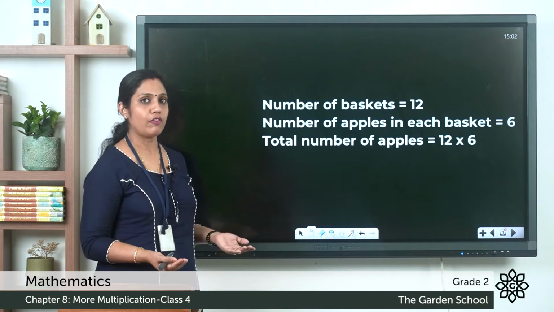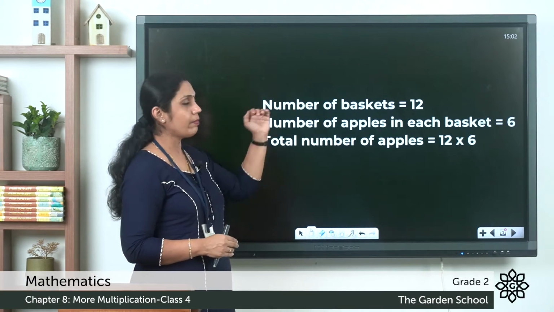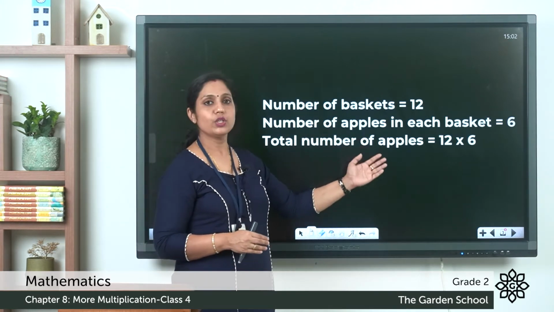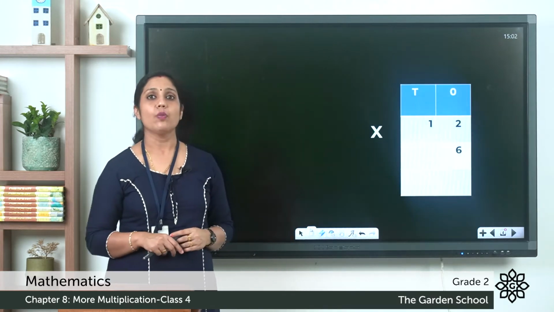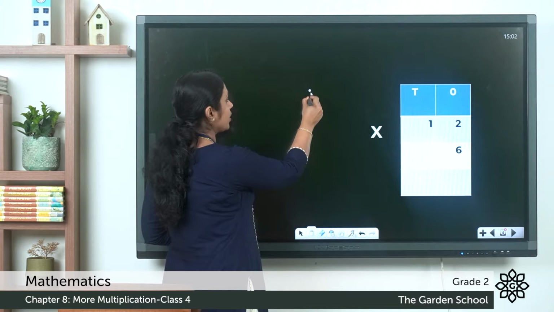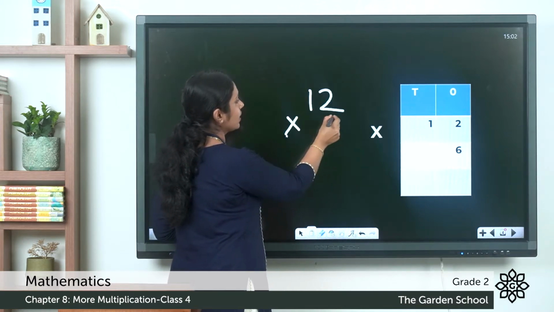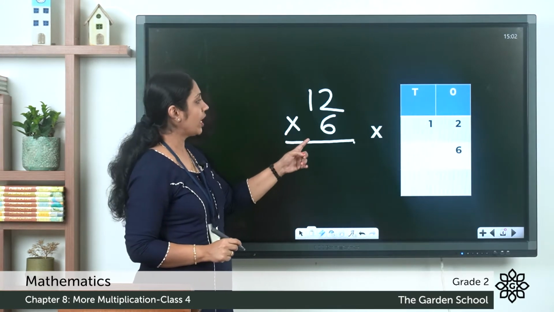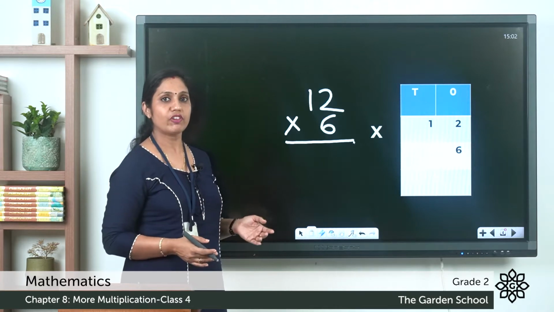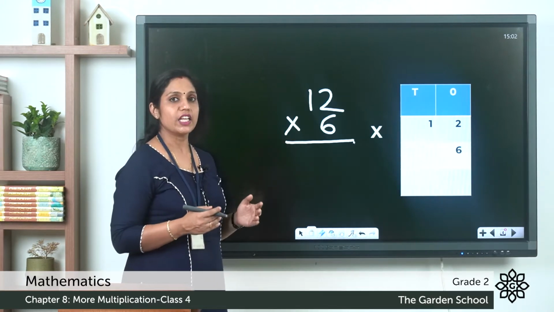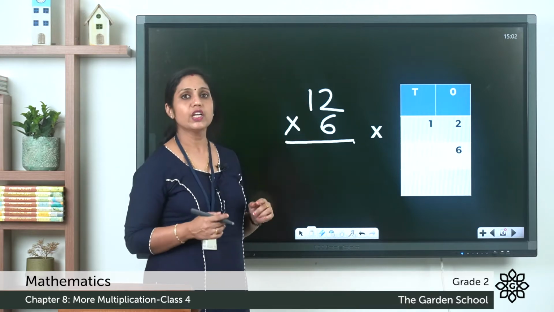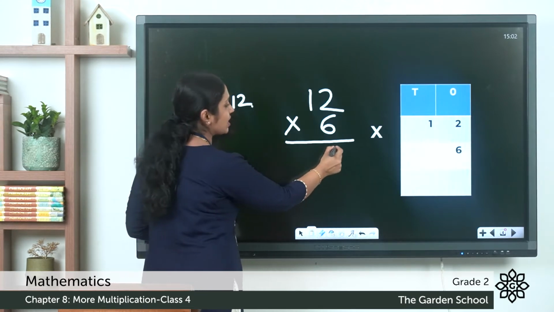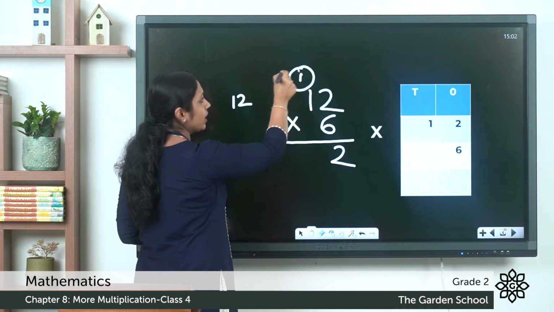So finding out the total number of apples, we have to multiply the number of baskets into number of apples in each basket. So we have 12 into 6. Now let's see how much it is. So let's write 12 into 6. 6 is a 1-digit number, so it has to come in the ones place. So we have to write it under 2. Now we'll start multiplying from the ones position. We have 6 into 2 in the ones place. So 6 2s are 12. So when we get 12, what we have to do? This 2, we'll write it here in the ones place and 1 will carry over to the tens place.